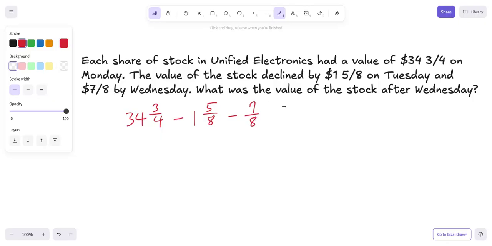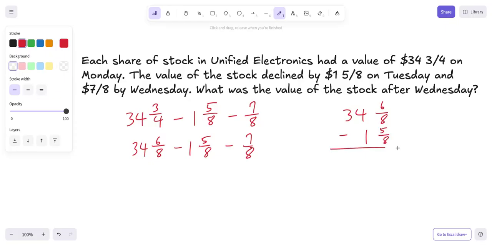Okay. Let's see. Common denominator, so this is 34 6/8 minus 1 5/8 minus 7/8. We'll do 2 at a time. 34 6/8 minus 1 5/8. I do not need to borrow, so that's just 1/8. 33. So this becomes 33 1/8.